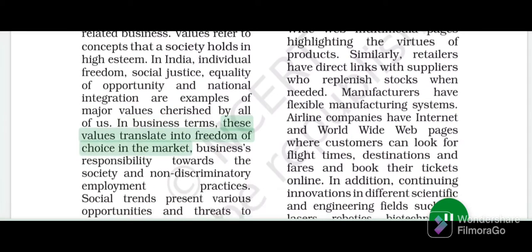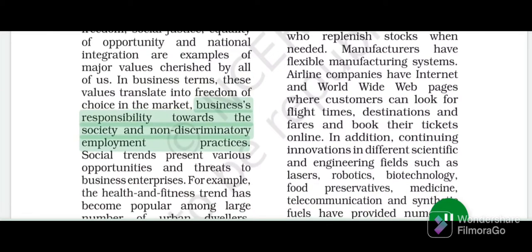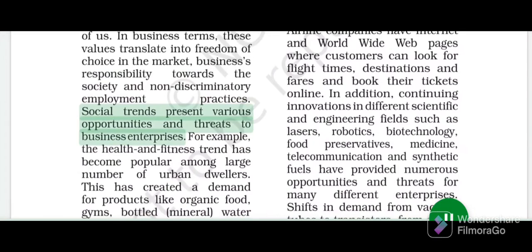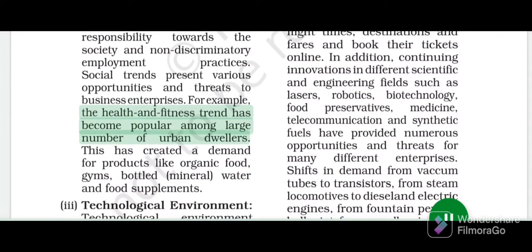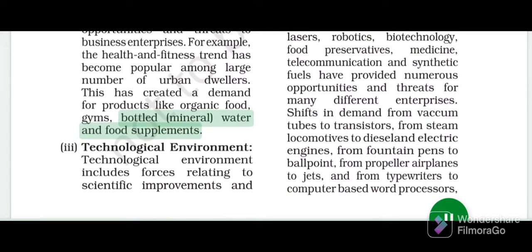In business terms, these values translate into freedom of choice in the market, business's responsibility towards the society and non-discriminatory employment practices. Social trends present various opportunities and threats to business enterprises. For example, the health and fitness trend has become popular among a large number of urban dwellers. This has created a demand for products like organic food, gyms, bottled mineral water and food supplements.